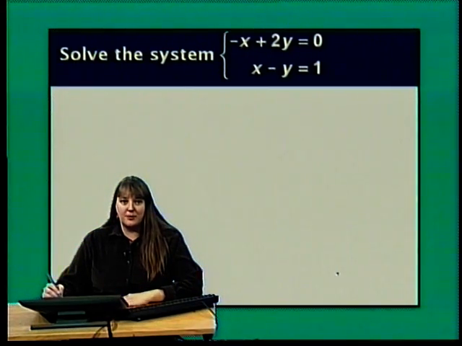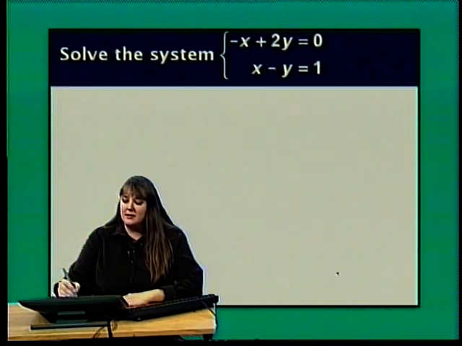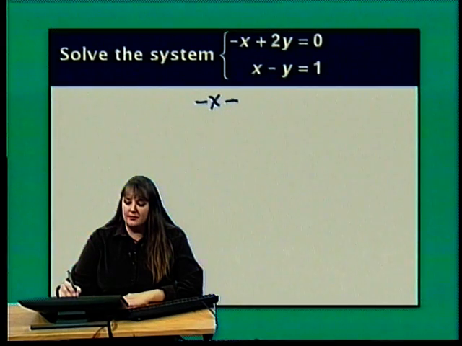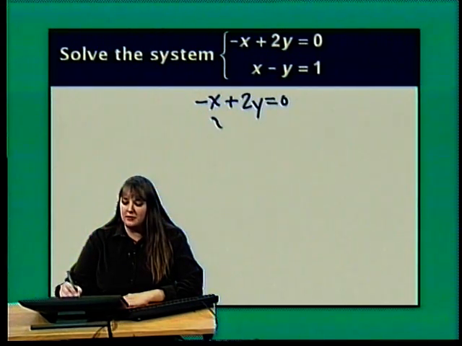Let's look at another example. Let's say we want to solve the system negative x plus 2y equals 0 and x minus y equals 1.